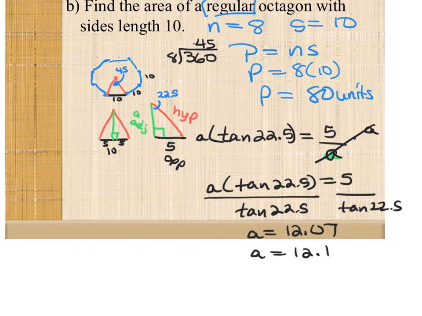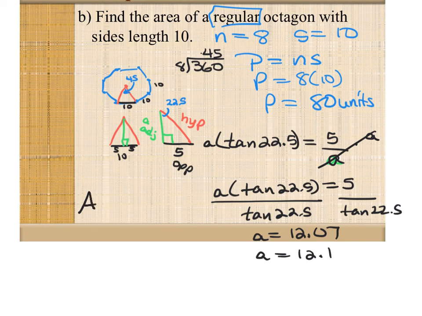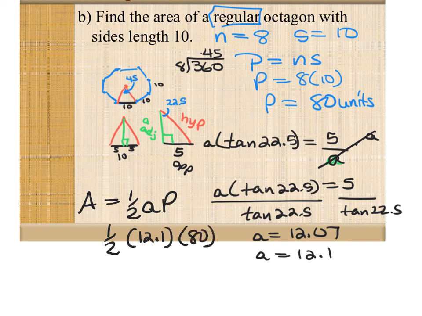So now to find the area of the octagon, I'm using the formula 1/2 apothem times perimeter, 1/2 12.1 times the perimeter, which was 80. And then now I can multiply this using my calculator. I could take half of 80 and now just do 40 times 12.1. And I get 484 units squared.